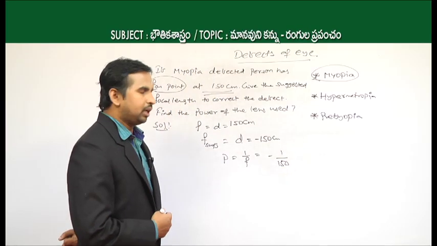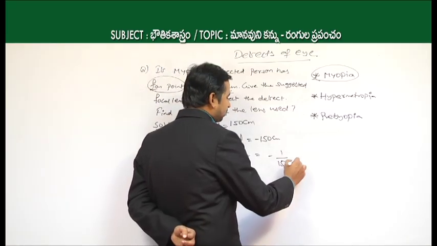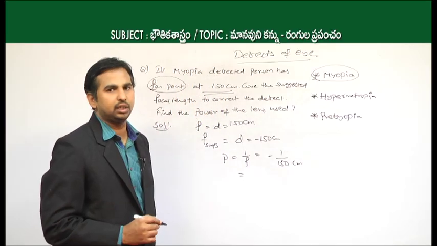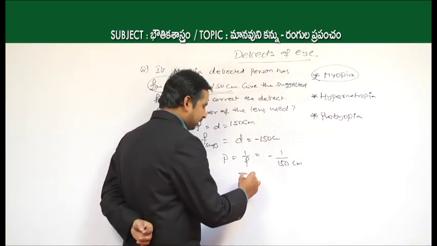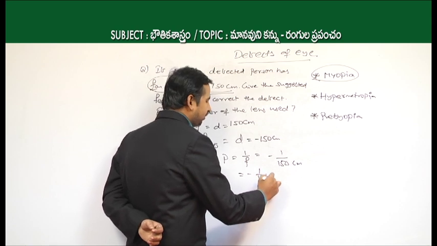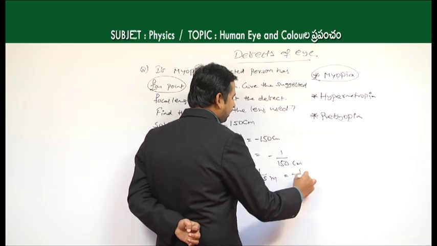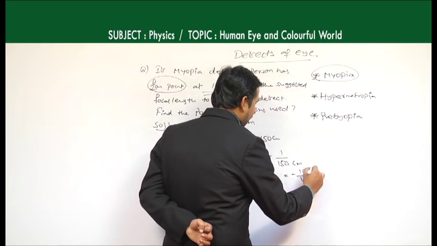Okay. Then 1 by 150 we have, but actually that is taken in terms of centimeters, that is 150 centimeters. Then power actually has the unit meter inverse. So that is why we have to change that into units of meters. So 150 centimeters we can write as 1.5 meters. So finally the power becomes minus 1 by 1.5, which is 10 by 15 diopters.